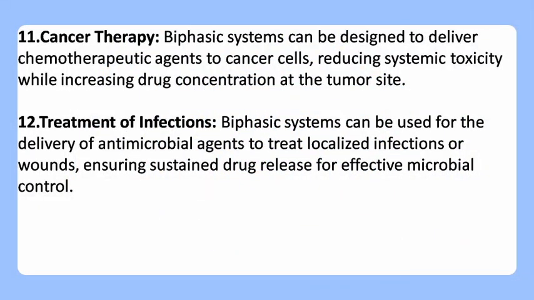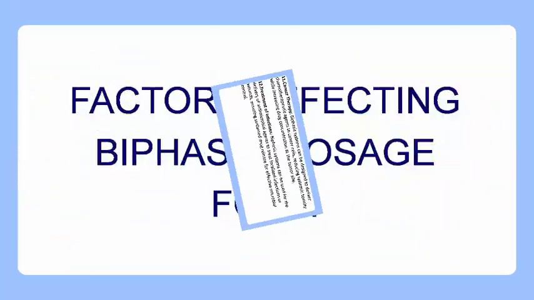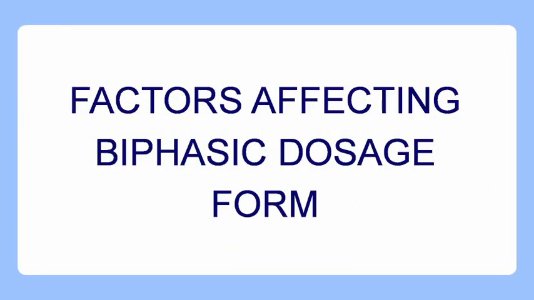Eleventh, cancer therapy. Biphasic systems can be designed to deliver chemotherapeutic agents to cancer cells, reducing systemic toxicity while increasing drug concentration at the tumor site. Twelfth, treatment of infections. Biphasic systems can be used for the delivery of antimicrobial agents to treat localized infections or wounds, ensuring sustained drug release for effective microbial control. Now, factors affecting biphasic dosage form.